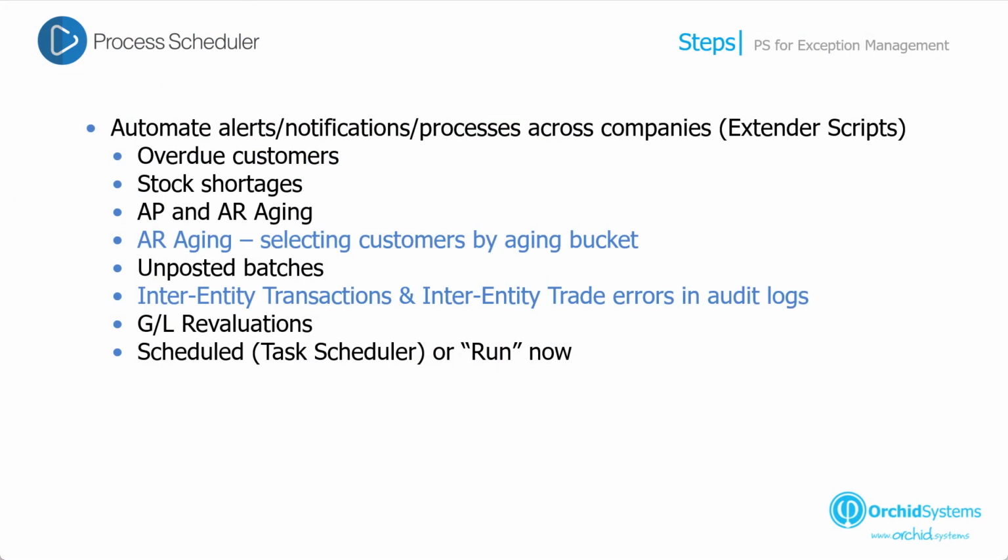We have just seen two examples of using Process Scheduler to schedule custom scripts for exception management. And the two we looked at was AR aging, selecting the customers by an aging bucket, so only those customers are considered for the email, and inter-entity transactions and inter-entity trade. When any audit entries have been created in error, then an email alert is being sent overnight. But you can use this methodology for any number of exception management criteria that you want to be informed of overnight.